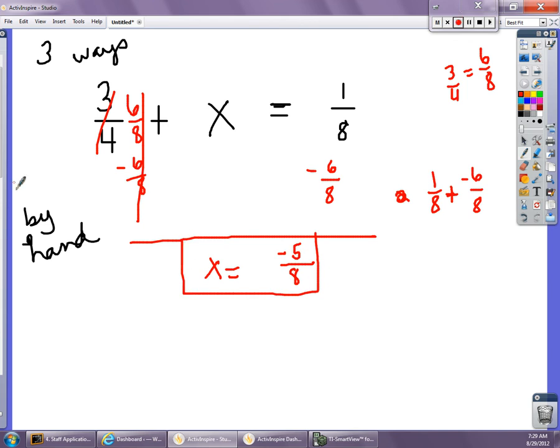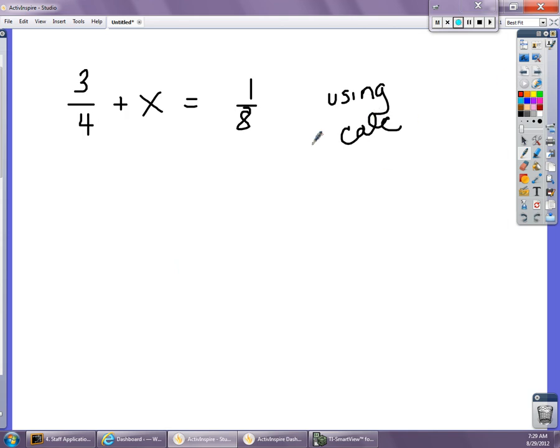That's by hand. Now let's take the same problem, and since we have a graphing calculator, we don't really need to find a common denominator. Our calculator is going to do that for us. So here's another way. I see 3/4, so it's positive 3/4, so I'm going to have to subtract 3/4 to get rid of it.